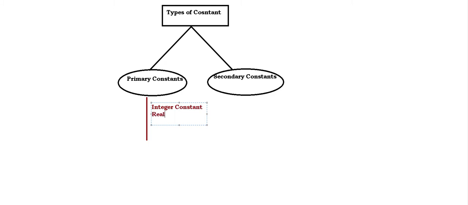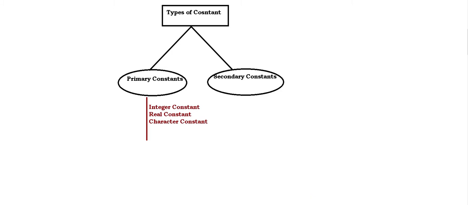Real or float or double are all considered inside a real number. Real constant is further divided into many parts, float, double. And there is a character constant. So these are the categorization of primary constant. Don't worry about that. These are things we will come to know one by one after the session. I'm just giving the introduction to what constants are available.